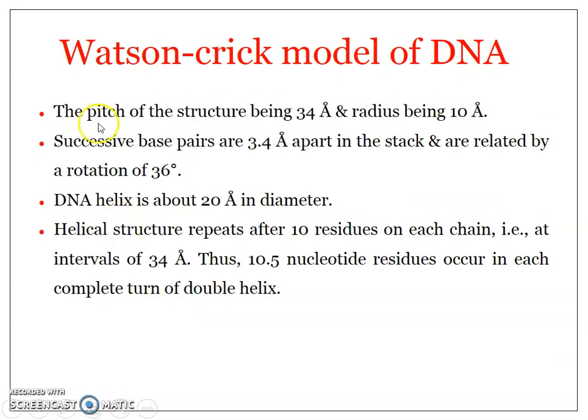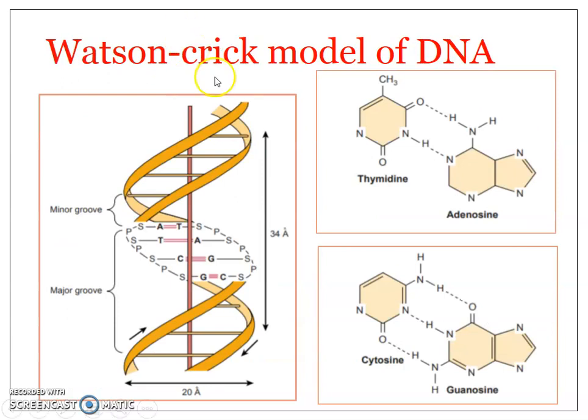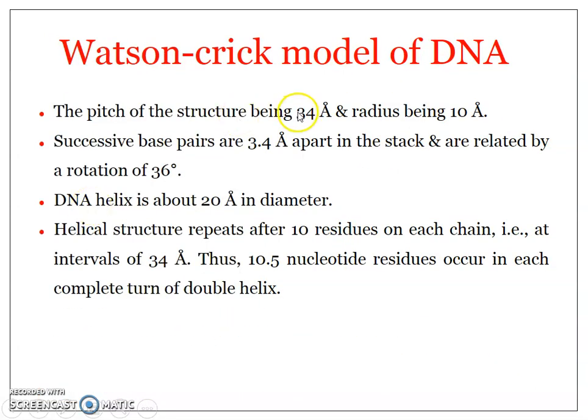Now, the pitch of the structure being 34 angstrom and radius being 10 angstrom. We'll see the structure over here. This is one winding. Here you can see it starts from here and it has to come back over here. This is a single winding. So this distance is 34 angstrom, and the width over here is 20 angstrom. So that is what is mentioned over here: the pitch of the structure being 34 angstrom and radius being 10 angstrom.